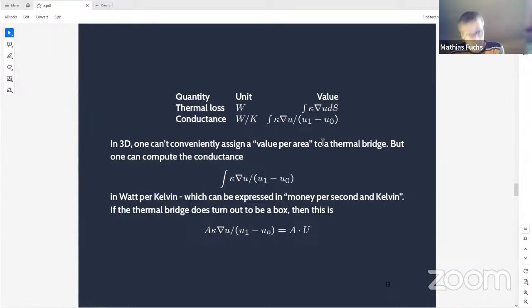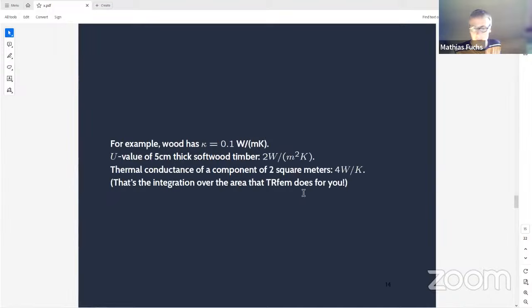Then you can only sell something for the whole component, and that would be the thermal loss or its conductance, or the absolute resistance if you prefer to take just its reciprocal value. And if it turns out to be a box, then actually the value we have reported is the area times the U value. So yeah, all these quantities are relatively straightforward. For instance, there's the basic example here in the paper, so you can plug in some numbers.